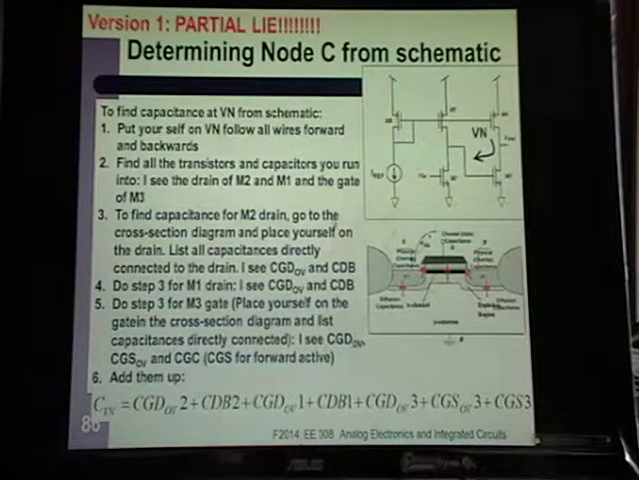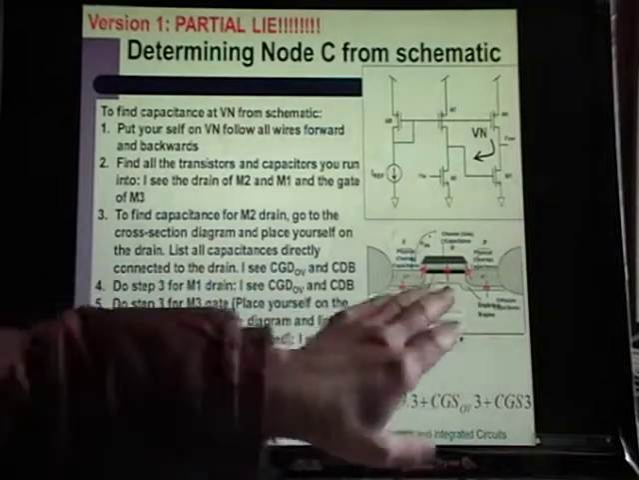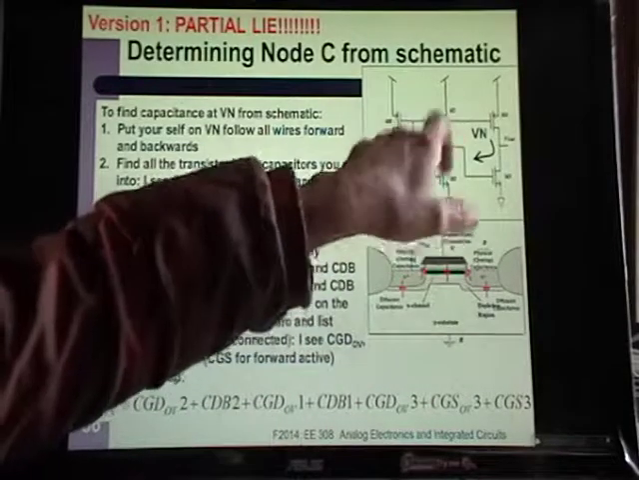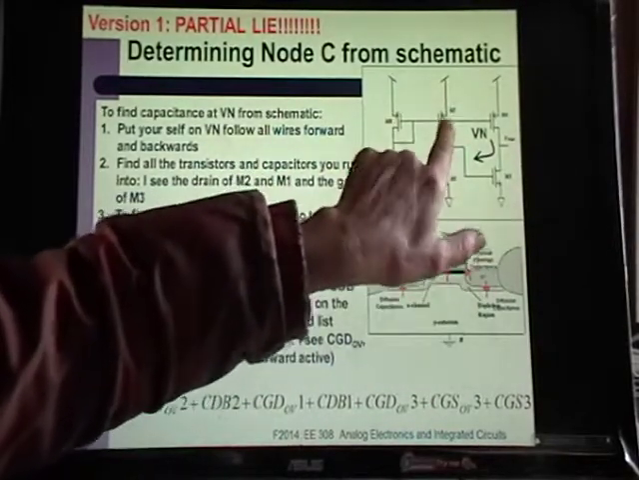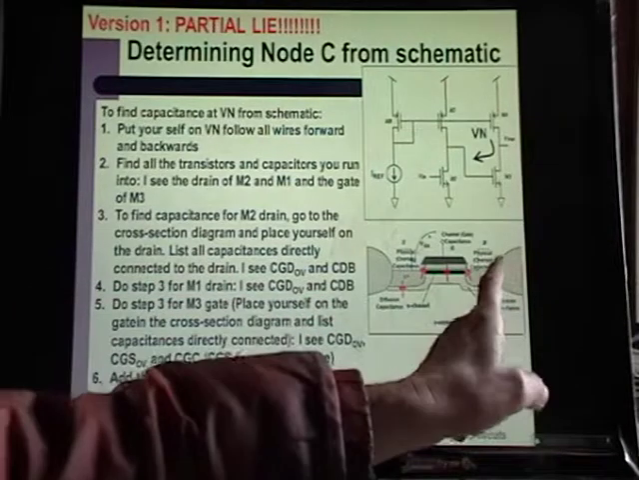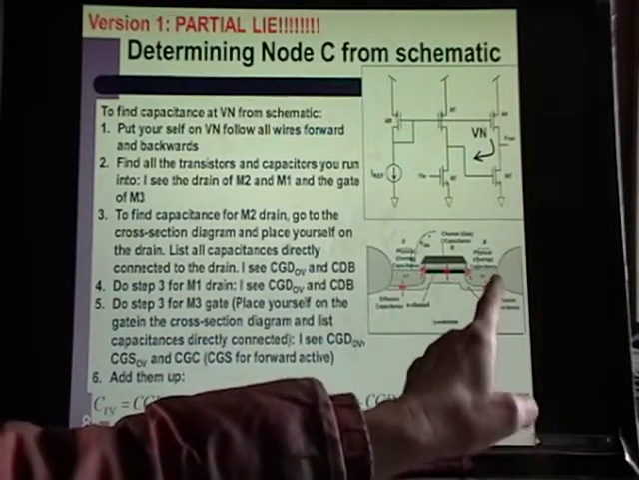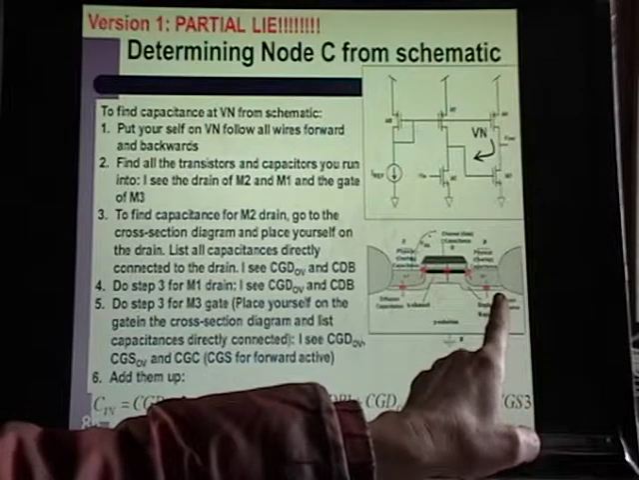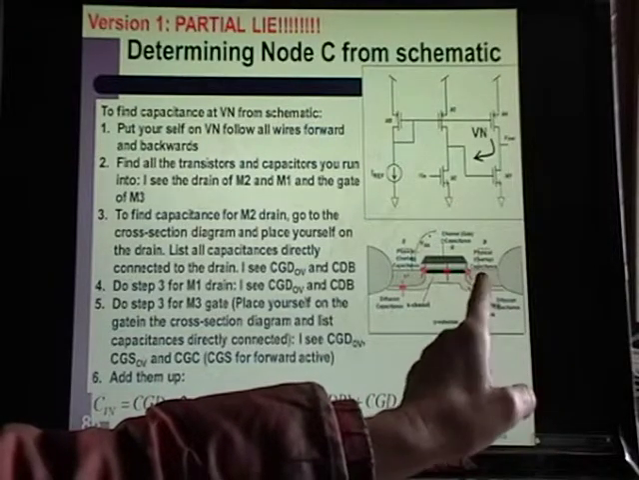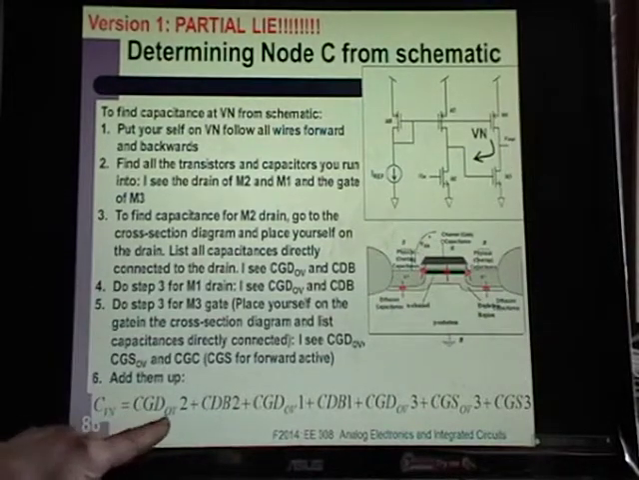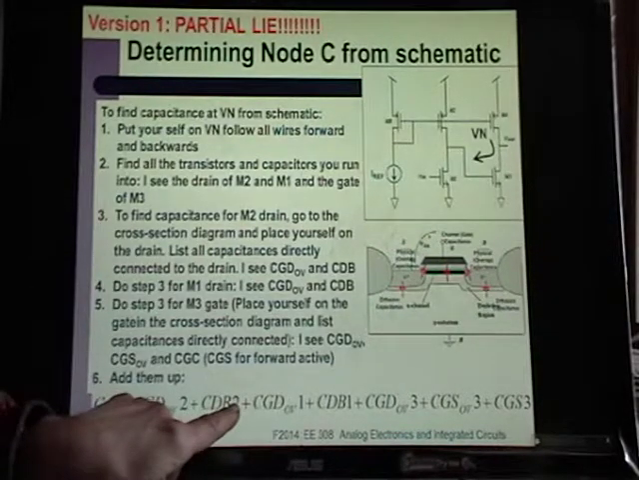And same for MOSFET, except there's a few more capacitances here. So again, you have to go in all three directions. So let's go up, you hit the drain. So let's go sit on the drain over here. I see two capacitances connected to the drain. One is the drain bulk, and one is the gate drain overlap. So here's the gate drain overlap and the drain bulk.